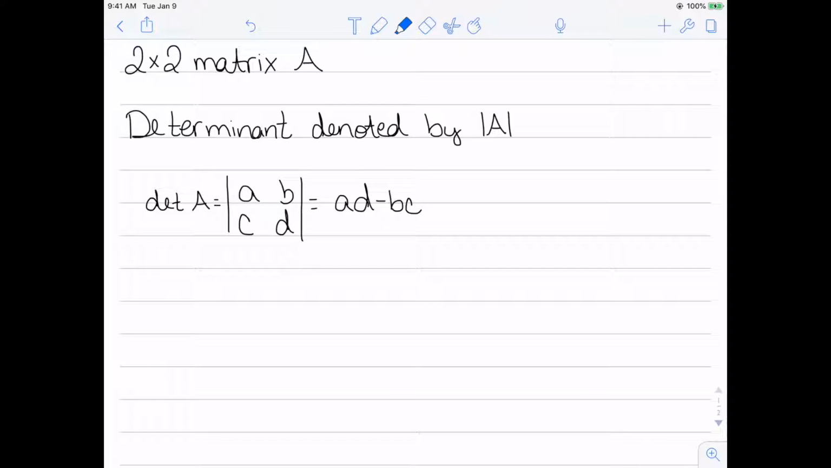And then the determinant would be defined by AD. We would multiply down the main diagonal, minus BC, multiplying the other way.